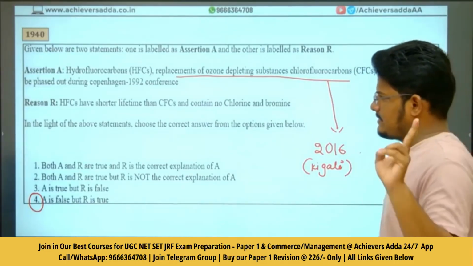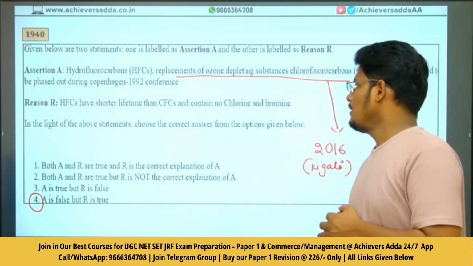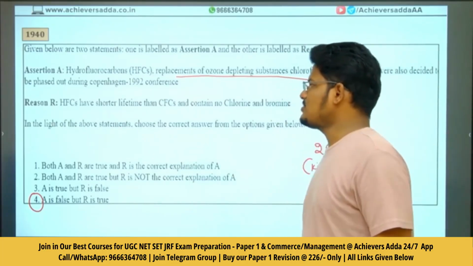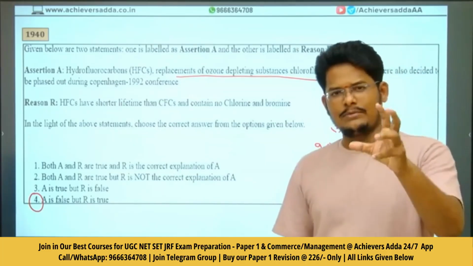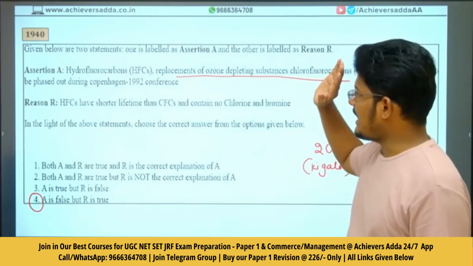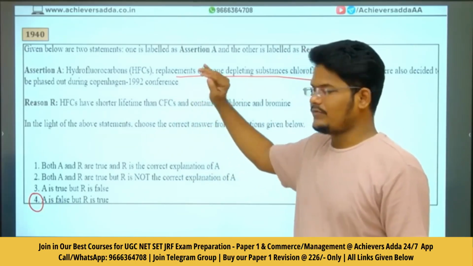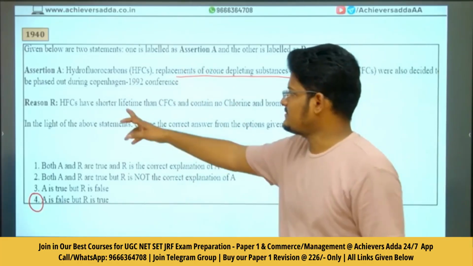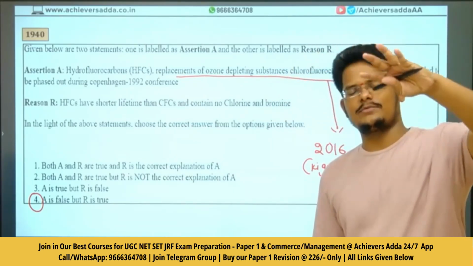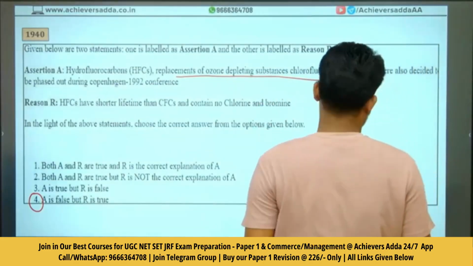Second statement. HFCs have a shorter lifetime as compared to the CFCs and contain no chlorine, no bromine. Containing no chlorine, no bromine is fine. HFC has a shorter lifespan. I have given one table. In the table, if you look at average lifetime and carbon footprint, you can check. In the average lifetime, CFC, then HFC 134a will come later. HFC has a shorter lifetime as compared to the CFC. CFC will be present in the atmosphere for a longer period of time, whereas HFC will not be present that much time. So the second statement is correct only. Shorter lifetime is absolutely correct.